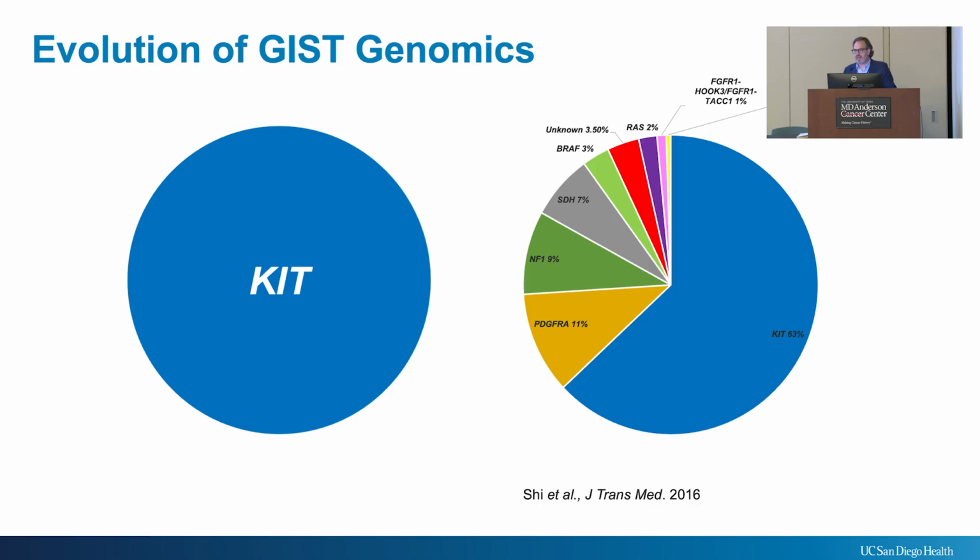So we've really seen this evolution over the years of the genomics of GIST. Back in the early 2000s, we were talking just about KIT. What has evolved over time is that with increasing genetic testing of tumors, as well as increasing access to our ability to do this in the clinical setting, we've started to think about the different subsets of GIST.